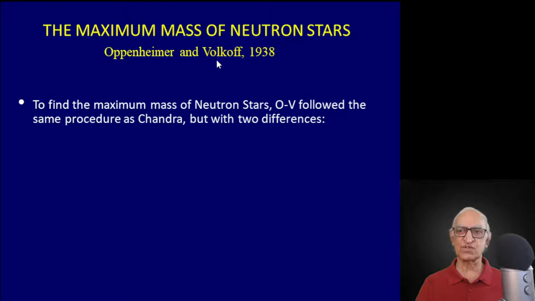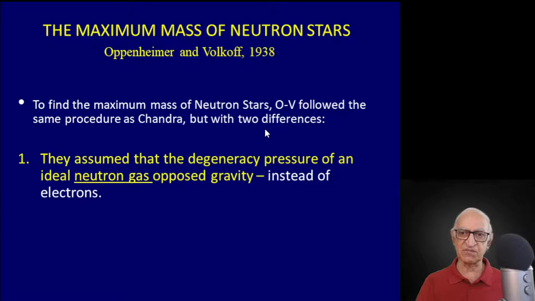His job was to find the maximum mass of neutron stars by following along the same lines that Chandrasekhar did to find the maximum mass of white dwarfs, with two important differences. The first difference is obvious, namely, this time it is not the pressure of the electrons which is going to support a neutron star, because the electrons are all gone. They have combined with protons to form neutrons. So if you compress a neutron matter, then the pressure that will oppose this compression is the degeneracy pressure of the neutron gas instead of the electron gas.